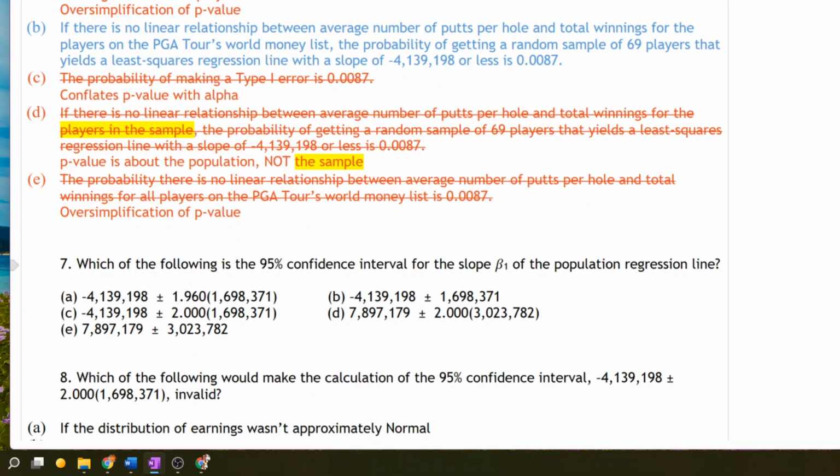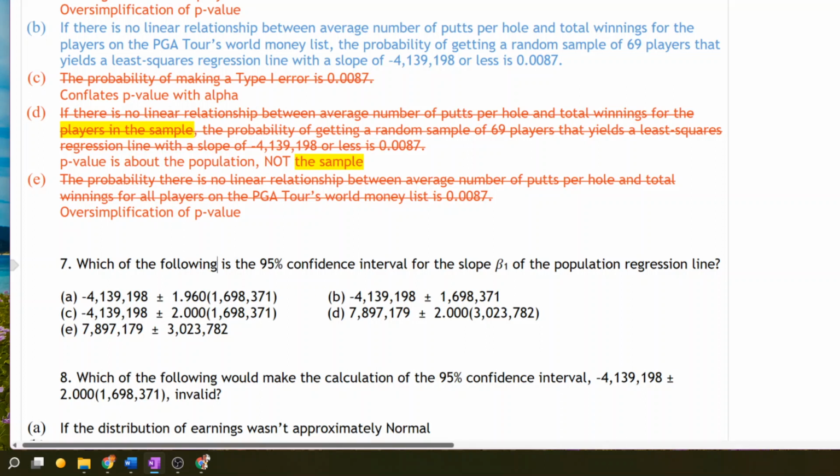P-value's interpretation needs to state something about the null hypothesis being true. And there's nothing about that here. Right, so I don't think there's a whole lot to say here.